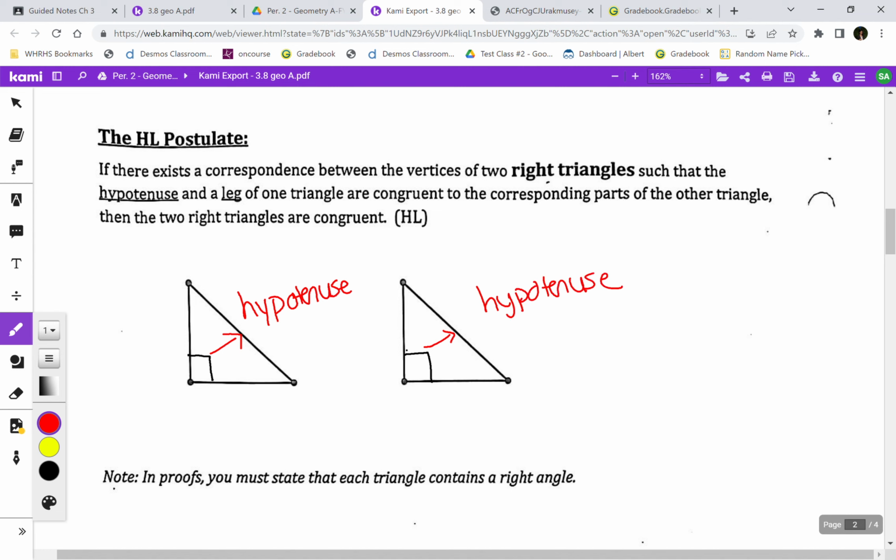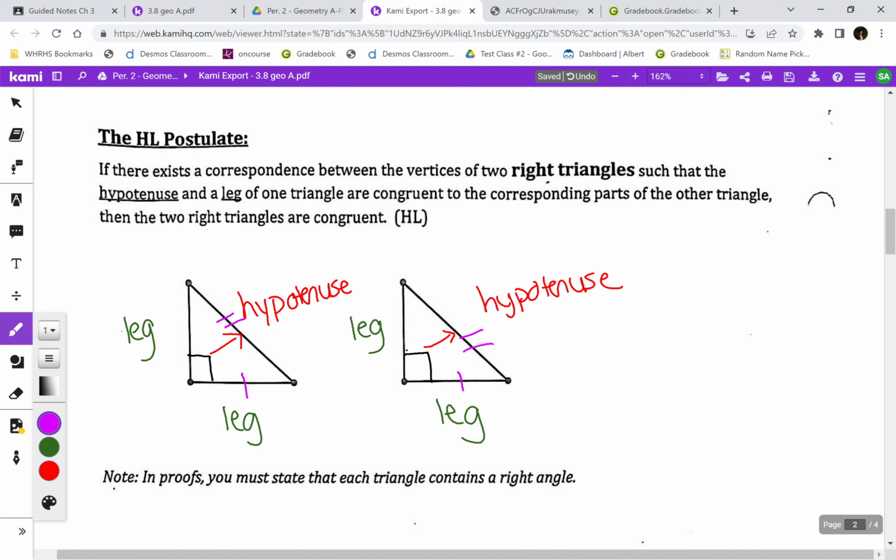And what are the other sides called? Who remembers? Julia? Legs. So for hypotenuse leg, which we shortcut as HL, you need right triangles, and then you need the hypotenuses congruent, and you need one of the legs congruent. It doesn't matter which pair of legs are congruent. It just has to be at least one leg and the hypotenuse.